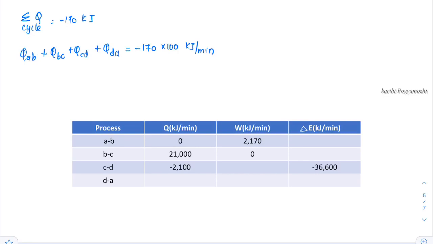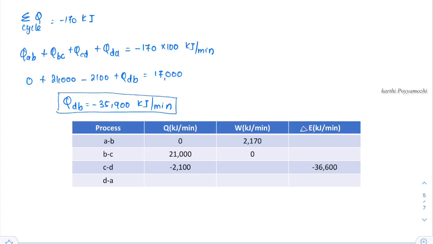We have the value of Q of AB as 0, plus Q of BC equal to 21,000, and Q of CD equal to minus 2100, plus Q of DA, which is equal to 17,000. From this, Q of DA will be equal to minus 35,900 kilojoule per minute.